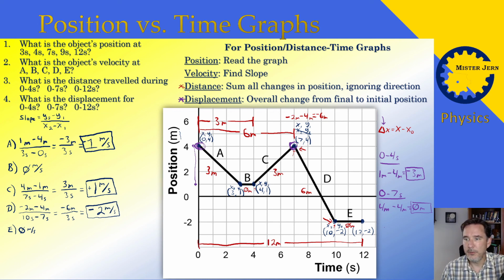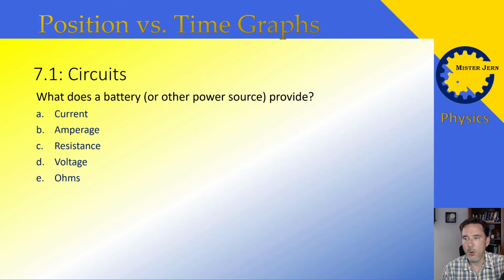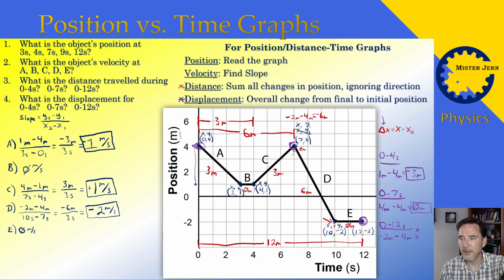Finally, 0 to 12 seconds. Well, at 12 seconds, we're at -2. So right here, it's at -2 meters. We started out at 4 meters. And let's just do this. I'm just going to cross that out because you should ignore that question. I should have done this correctly. Erase. Okay. So -2 minus 4 gives me -6 meters.